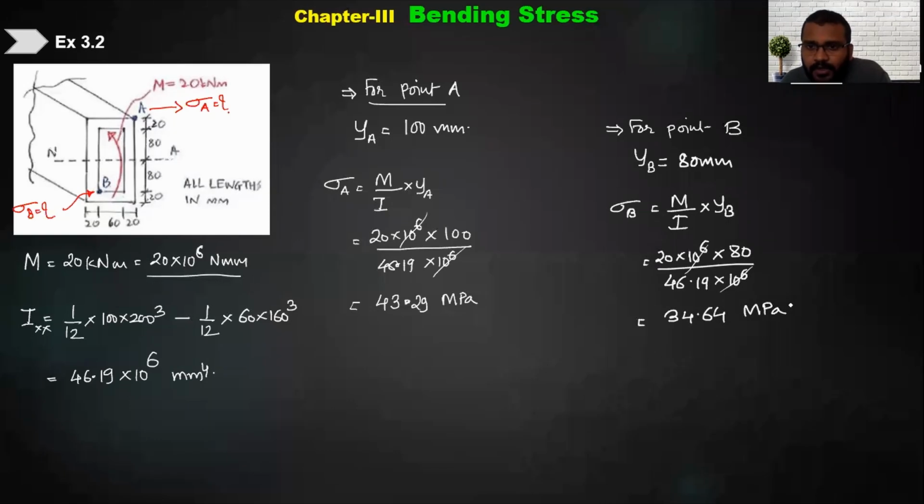Done? So is my answer correct? Is there anything missing here? Negative sign. Positive and negative sign, or the nature of the stress. I have not specified whether it is compressive or tensile, right? Now, can you tell me which is compressive, which is tensile? How did you come to know that B is compressive and A is tensile? Can it be vice versa?